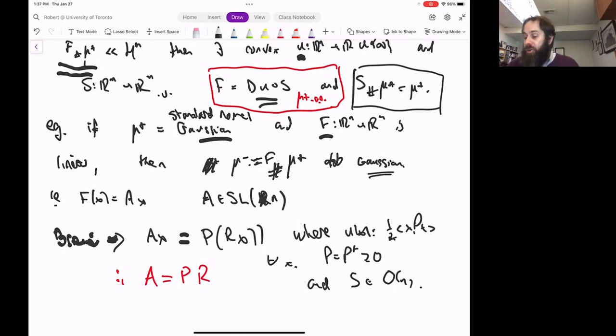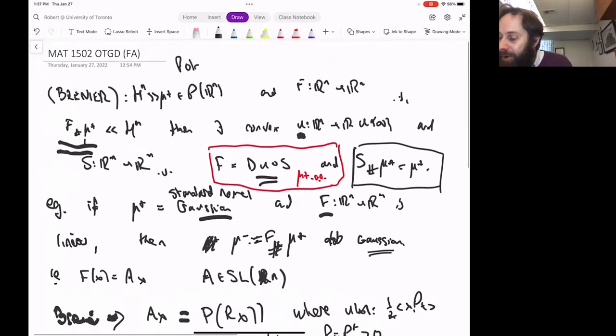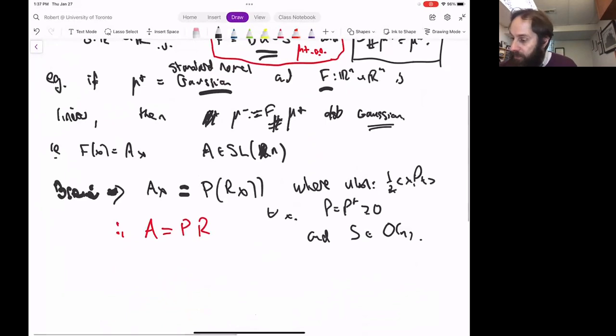And that's, I guess, the polar factorization of matrices. Right, which is, I guess, why Brenier called this the polar factorization of vector fields, but it should be called the polar factorization of maps. And in this example, it reduces to polar factorization of matrices because it's allowing you to write an arbitrary invertible matrix A as a product of something positive, like a radius, times a rotation.